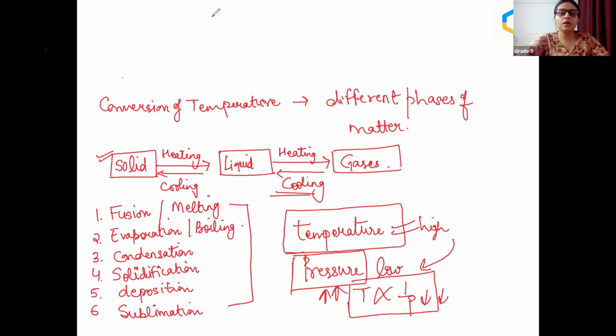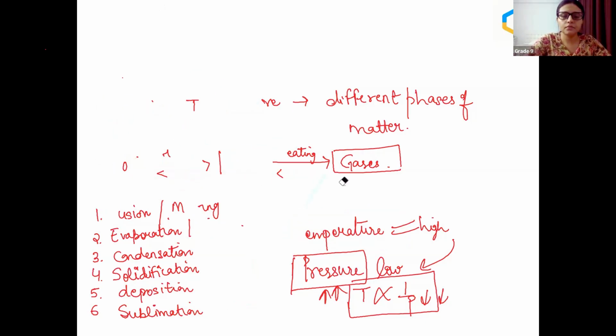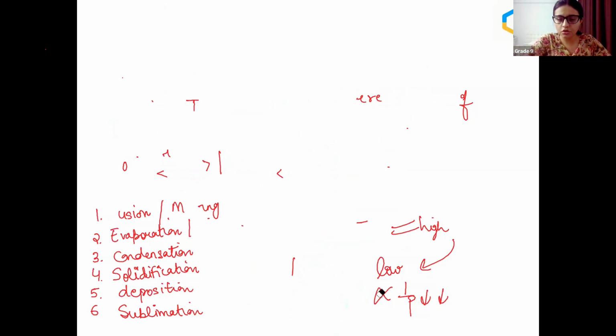Okay, Pranit, thank you for the confirmation. Now I'm going to erase this and then we are going to study the next part. Also, we have done evaporation also, right? Okay, let me erase this.